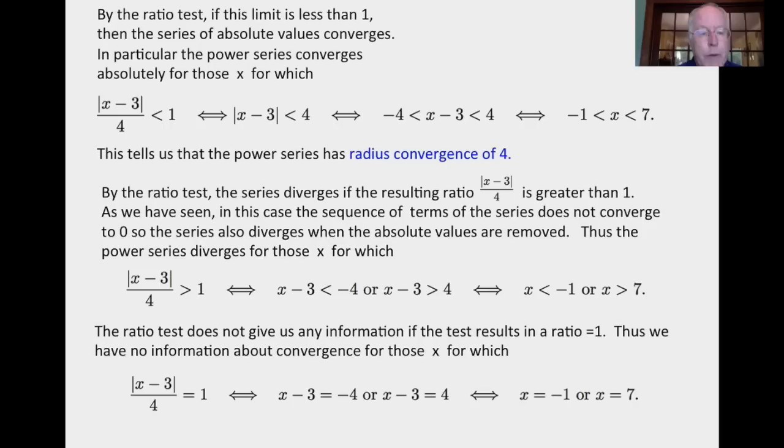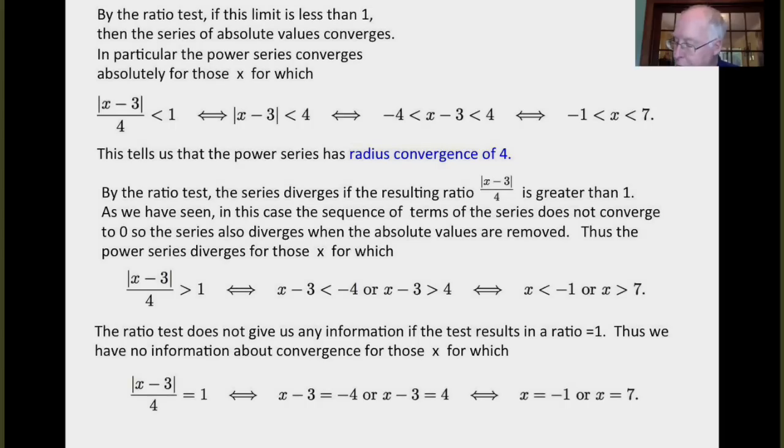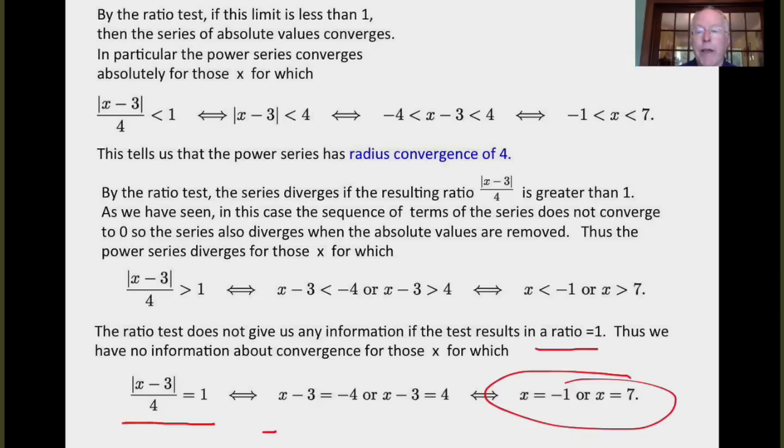Now, the one time the ratio test doesn't help us is when the ratio is actually equal to 1. So we've got to keep track of that case too. We have no information when the ratio is 1. That is, if |x minus 3| over 4 is equal to 1. And solving that equation, we find that we have x equals minus 1 or x equals 7.